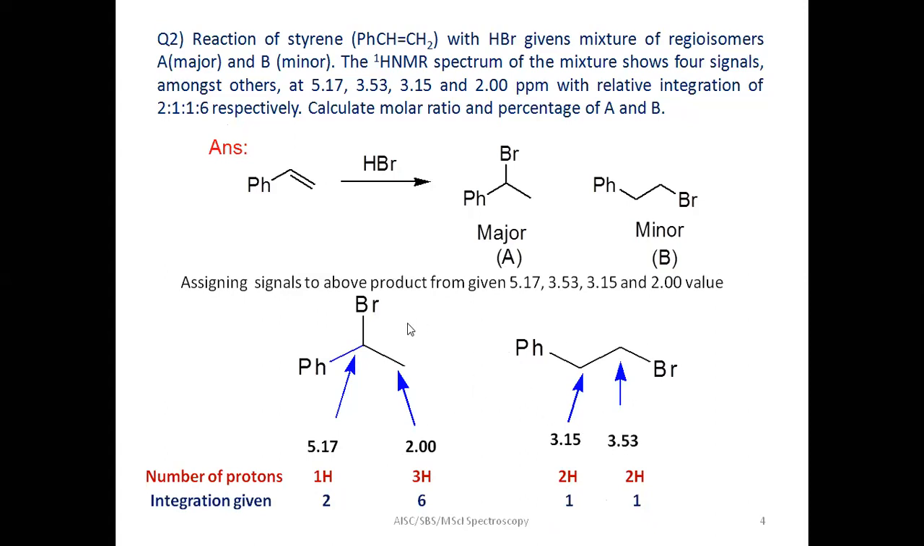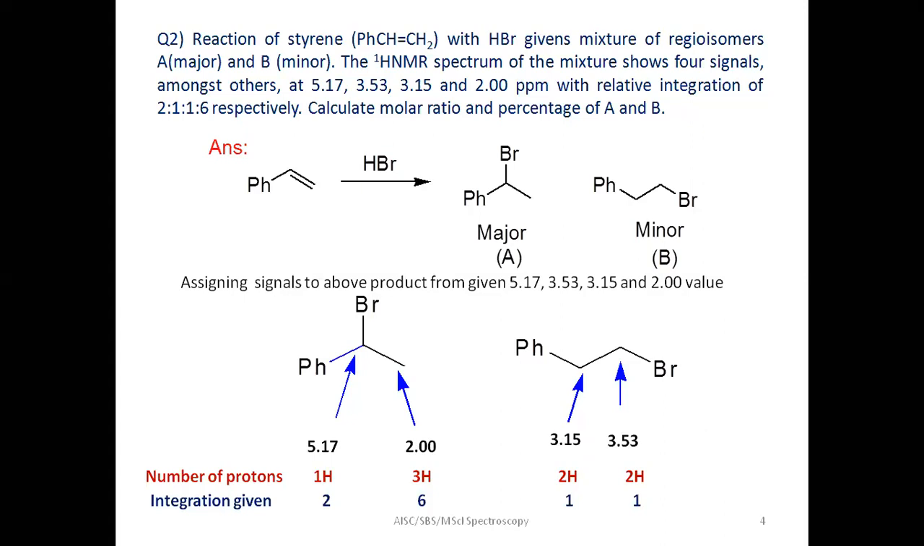Okay. So by assigning this, now for the calculation, you can take any peak from the major product and any peak from the minor product. You can take 5.17 and 3.15, or 2 and 3.15, or any one from the major and minor to compare their molarities or the mole ratio.